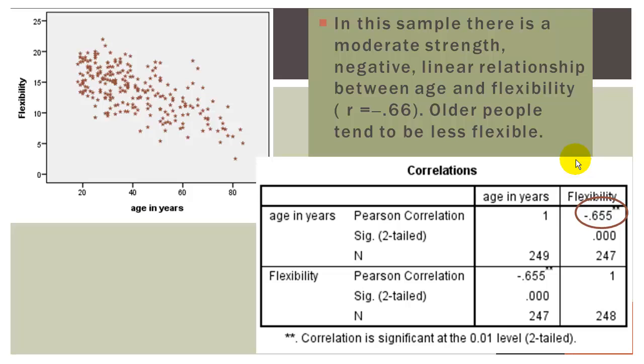To look at another example, this scatterplot shows the relationship between age and flexibility in a sample of adults whose ages range from 18 to 84.